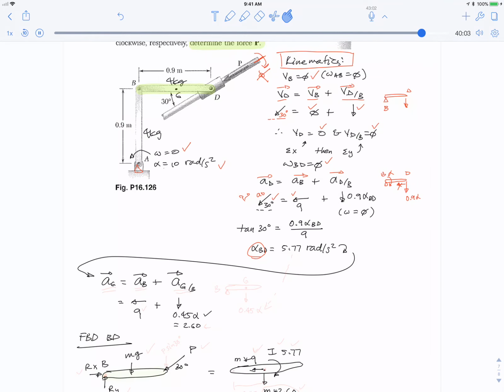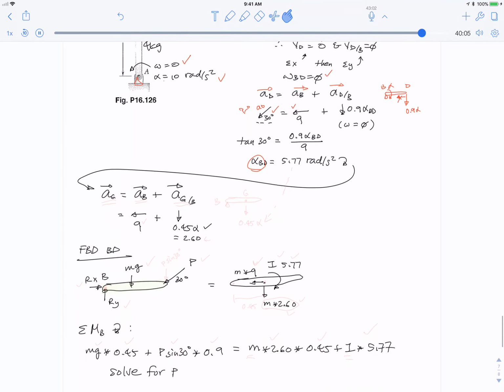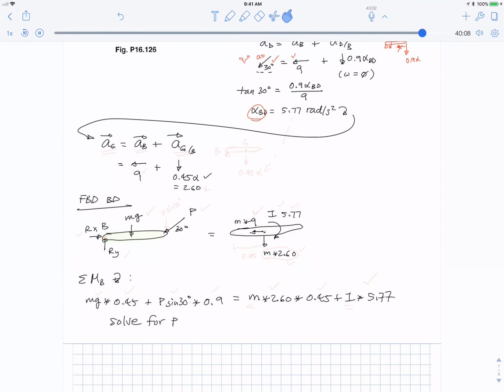Okay, but that's not the goal. The goal is to get P. And to do that, we're going to need the free body diagram, which I've drawn right here. So here you have this horizontal link. There are the two reactions at the pin, the weight, and this unknown P. And what it will have is some MA and an I alpha.